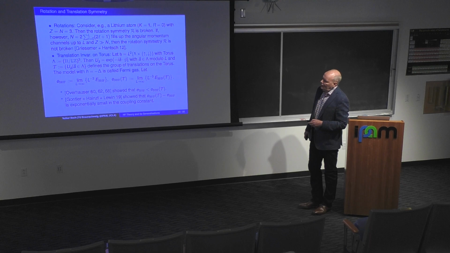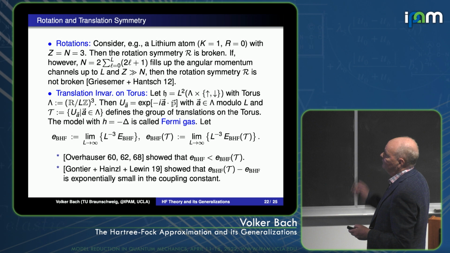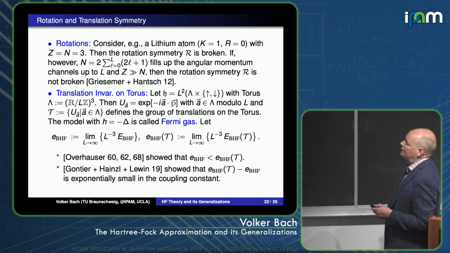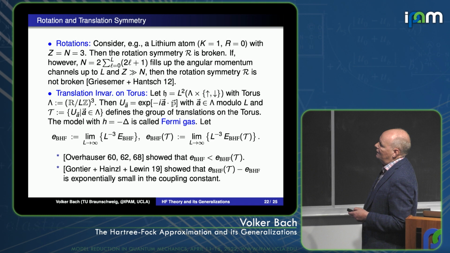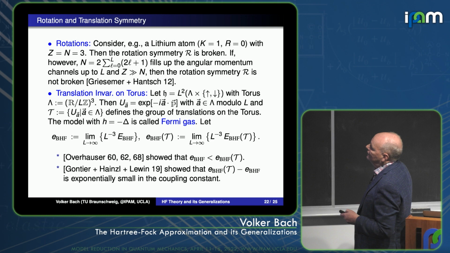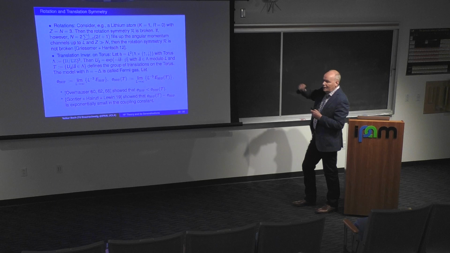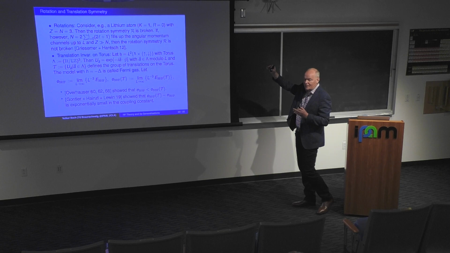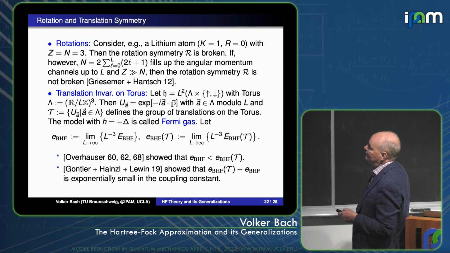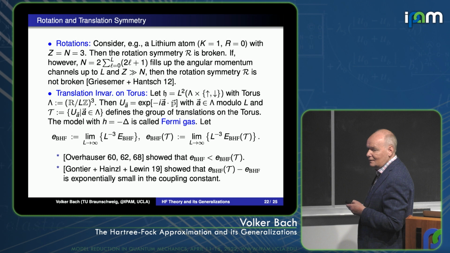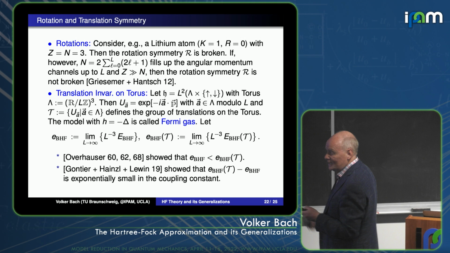Now, let me just go through a few examples. One is, as I said, from atomic physics. That's maybe the most intuitively clear example. If we take, say, a lithium atom with three electrons, then the rotation symmetry is broken because the third electron, so to say, doesn't know where it should bind to the atom. But if we take filled angular momentum shells up to, let's say, capital L, and then we drive up the nuclear charge, so it's a highly positively ionized atom, then Griesemer and Hantsch have proved that the rotation symmetry is not broken. We get a spherically symmetric atom. But it's a bit of a limiting situation. It's not very realistic.